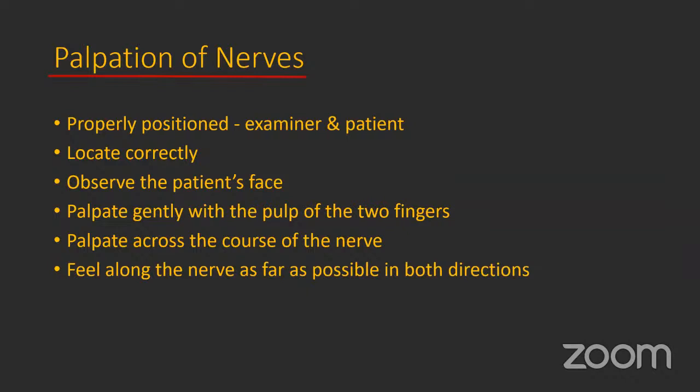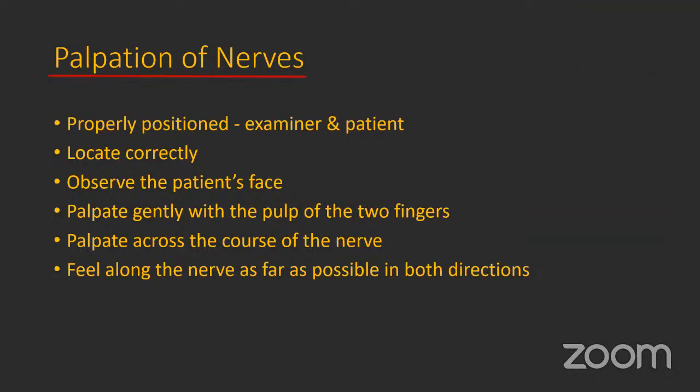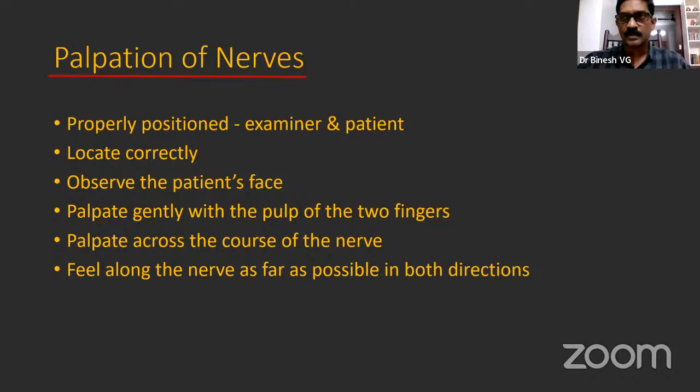First of all, the positioning of the patient is important. I will talk about which nerves are to be examined in the next slide, and we have to locate the nerve correctly. And it is a must that whenever you palpate the nerve, you always watch the patient's face. We have to see whether the patient winces with pain or not. That is how we know whether the nerve is tender. So what we have to assess is whether the nerve is thickened and whether it is tender. Always use the pulps of two fingers, the index finger and the middle finger, and you can trace upwards and downwards along the course of the nerve to see any irregularity also.